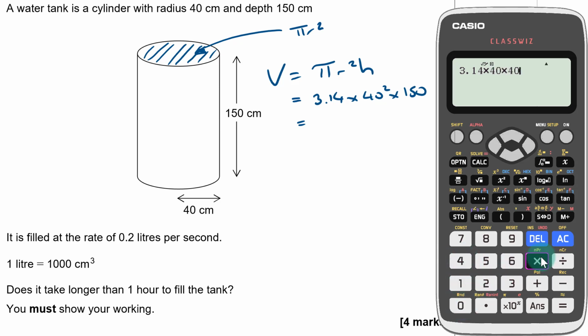0.14 times 40 times 40 times 150. So that's 753,600. Now that's in cubic centimeters. Now, we're told, we should really know this, but 1 litre is 1,000 cubic centimetres. So if it's got a volume of that, then it can hold, let's divide that by 1,000 and find how many litres it can hold. So that's 753.6 litres.